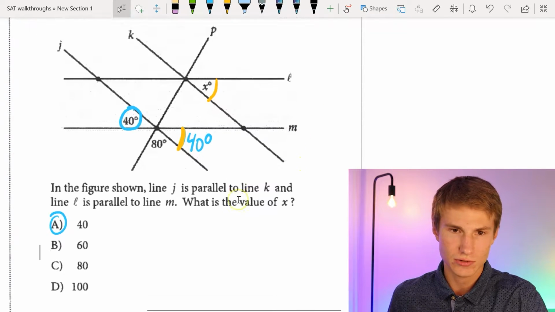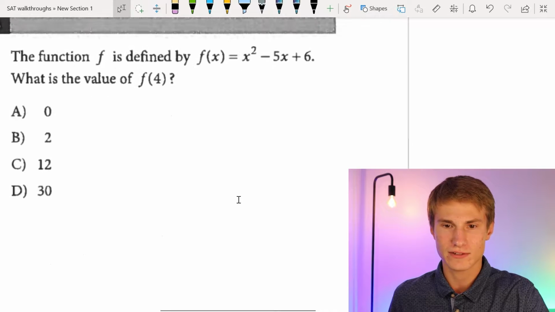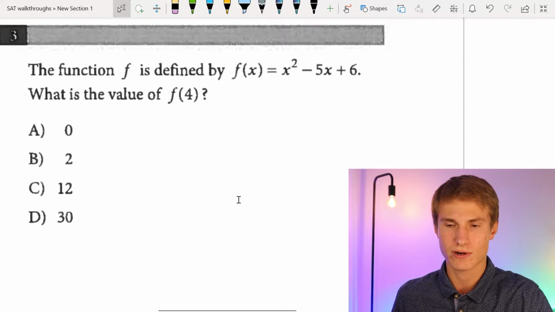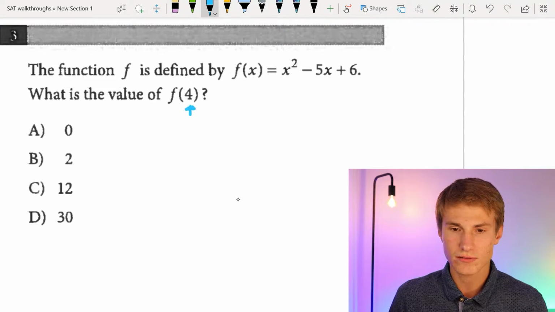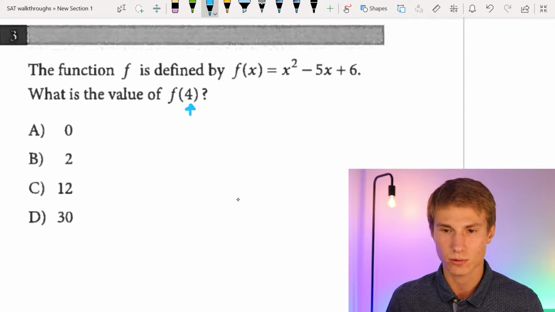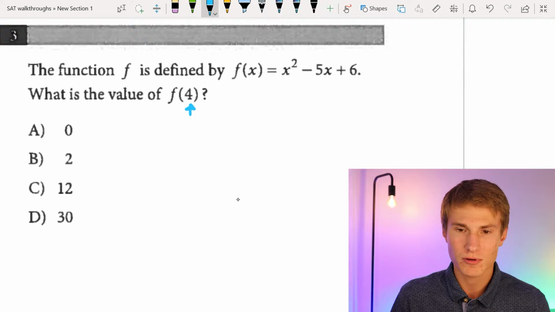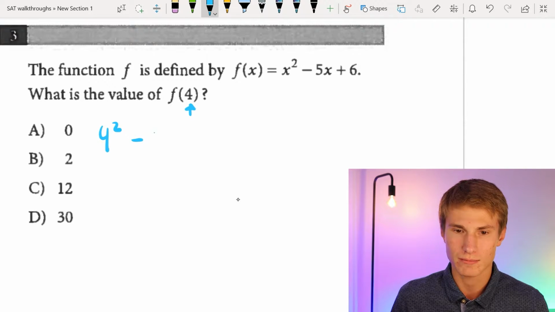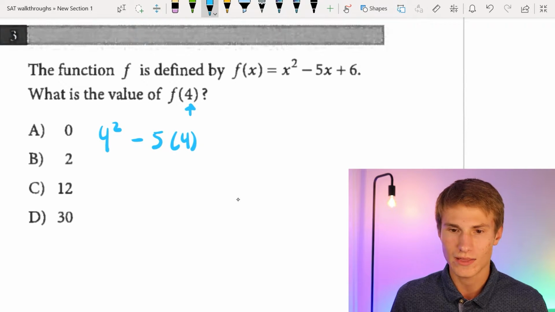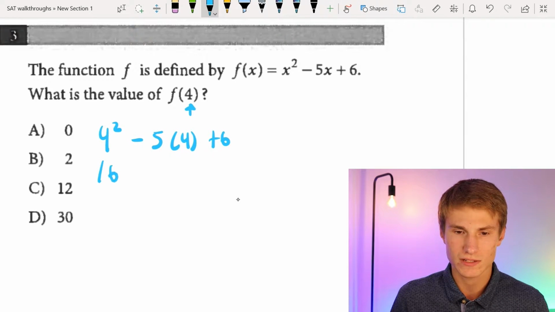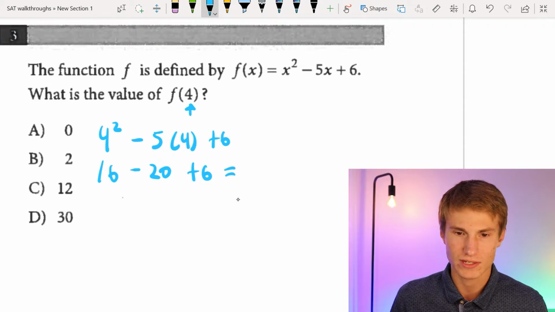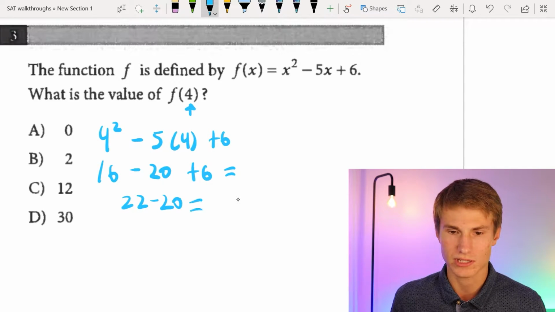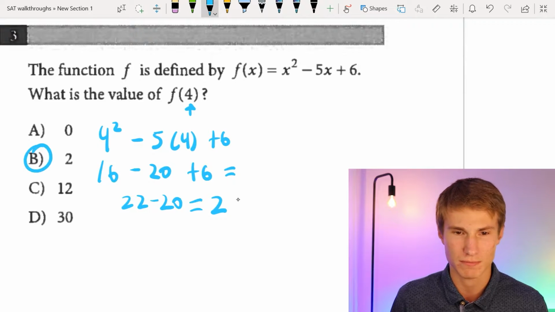All right, moving on to number 3. The function f is defined by f of x is equal to x squared minus 5x plus 6. What is the value of f of 4? Well, since we're solving for f of 4 here, all we're doing is plugging in 4 for x. So let's go ahead and do that. Now, when we plug in 4 for x, we'll have 4 squared minus 5 times 4, and then plus 6. We know 4 squared gives us 16, and then we'll have minus 5 times 4, which will give us minus 20, and then plus 6, which when we do this, we're going to end up with 22 minus 20, which is going to give us 2. So our answer here is going to be B.